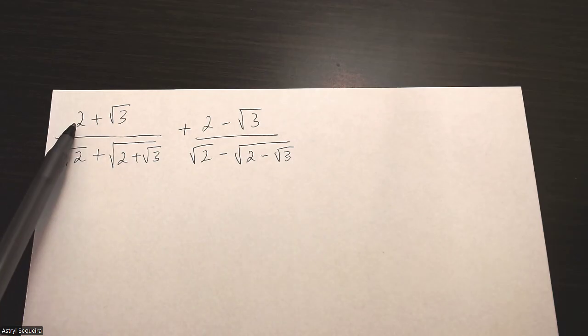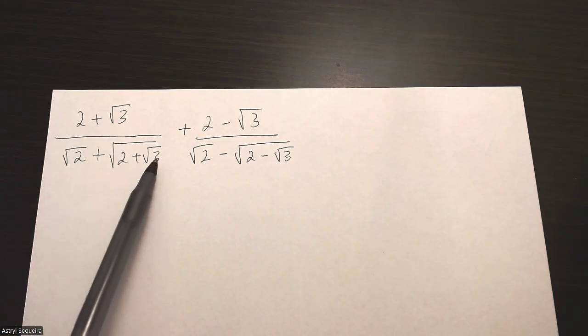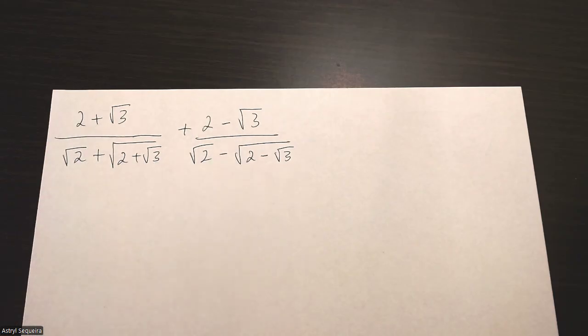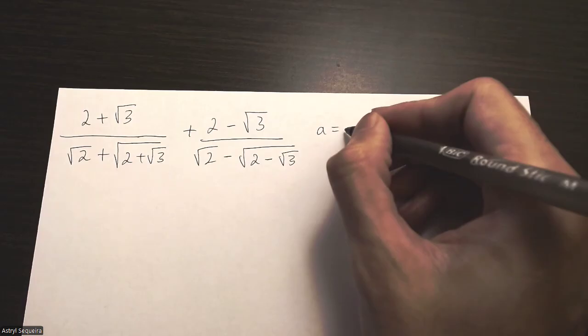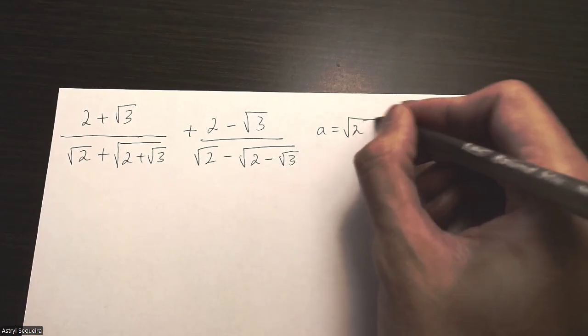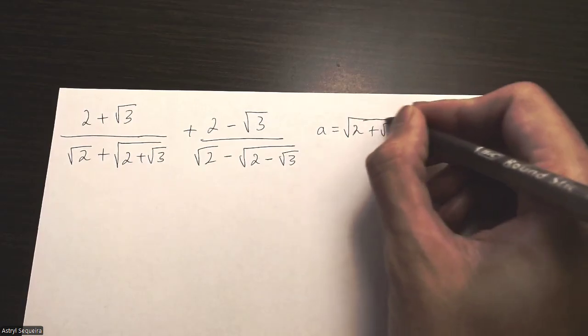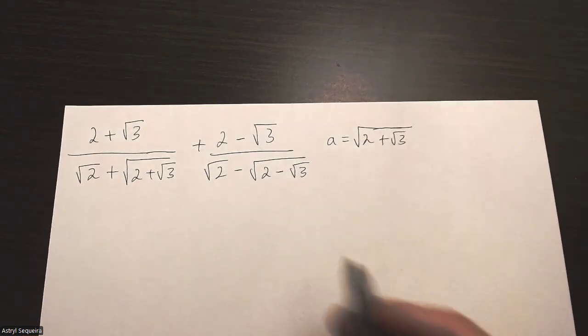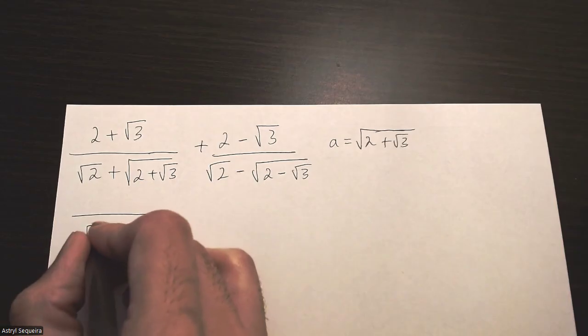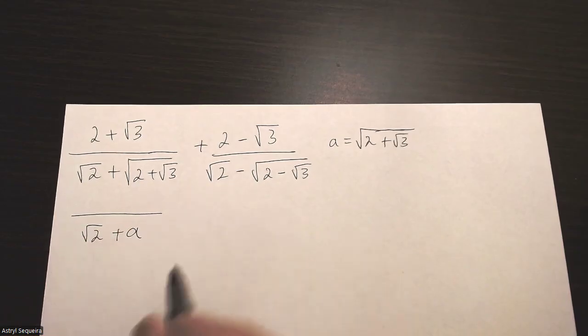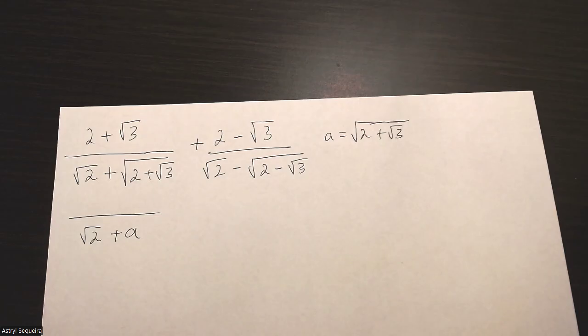And two, we notice that we have 2 plus root 3, 2 plus root 3, 2 minus root 3, 2 minus root 3 in the same place. So substitution makes this extremely easy. So what I would do in this question, I would make a equal to the square root of 2 plus root 3. And the reason why I'm going to do this is because now I can replace the bottom over here with root 2 plus a, and this will be very easy to rationalize.